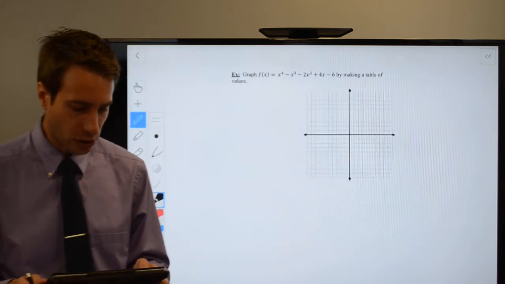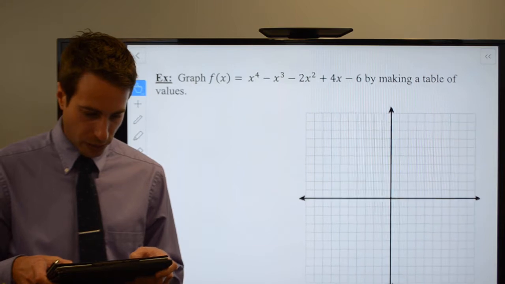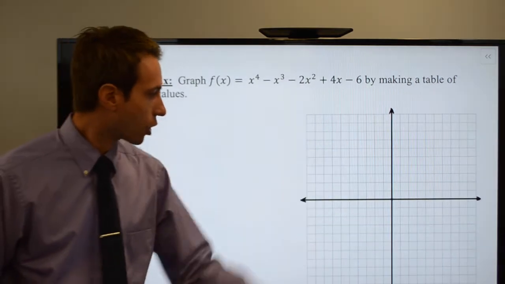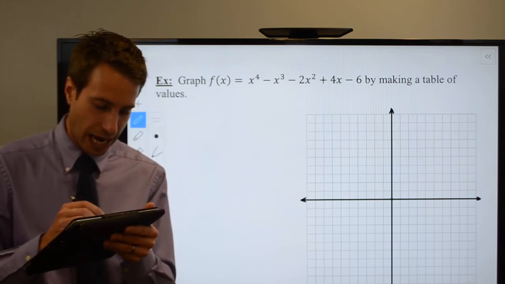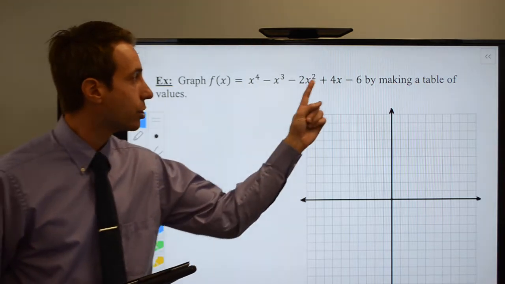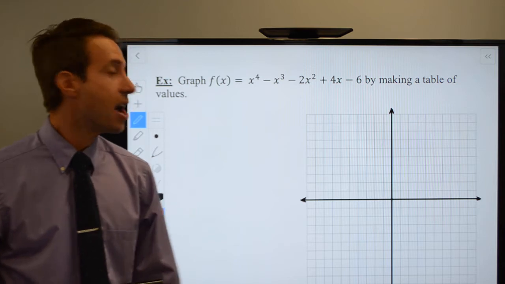So here we go. Let's take a look at this one first. I've got this really great problem for you here. I've even given you a nice little coordinate plane. So here we go. Let's jump right into it. A couple of things I'm going to write down about this first. I notice right away 4, 3, 2, 1, 0. It's already in standard form.